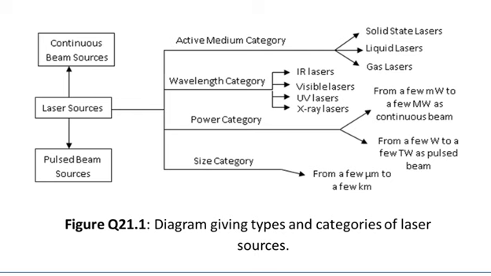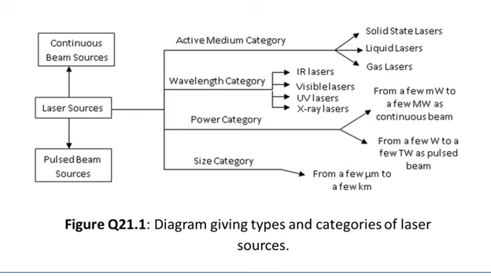Then we have the power category. The power can be categorized from a few milliwatt to a few megawatt as continuous beam, and from a few milliwatt to a few terawatt as pulsed beam. So you can see that in the pulses we have much greater power, in the range of terawatt, and the maximum range for the continuous beam is the megawatt. Then with respect to the size category, the size could be from a few micrometer to a few kilometer.